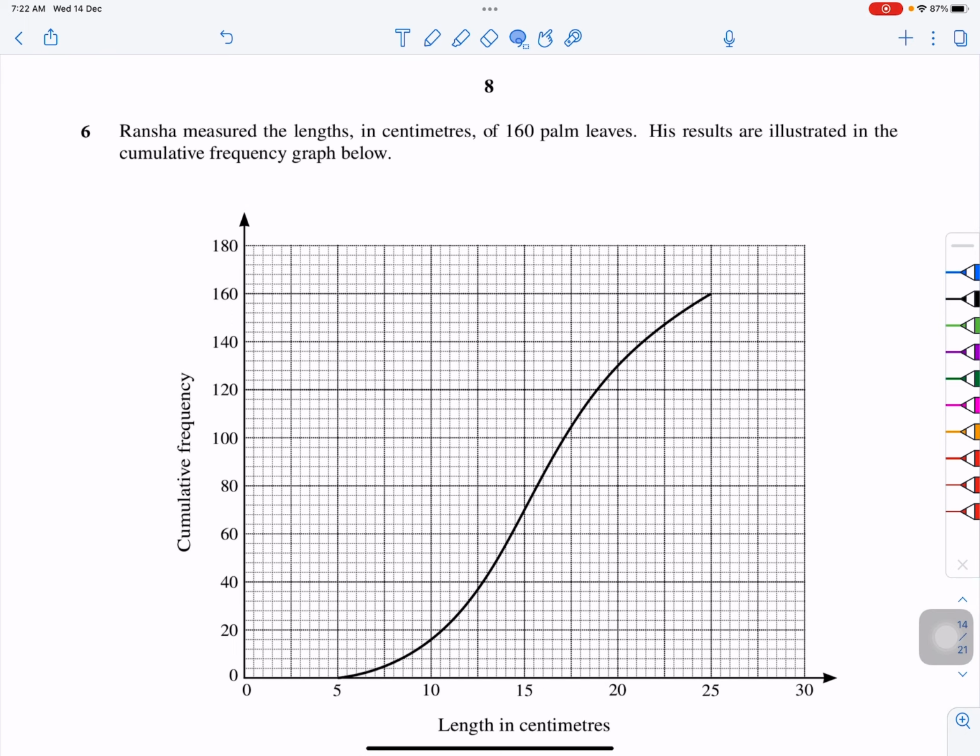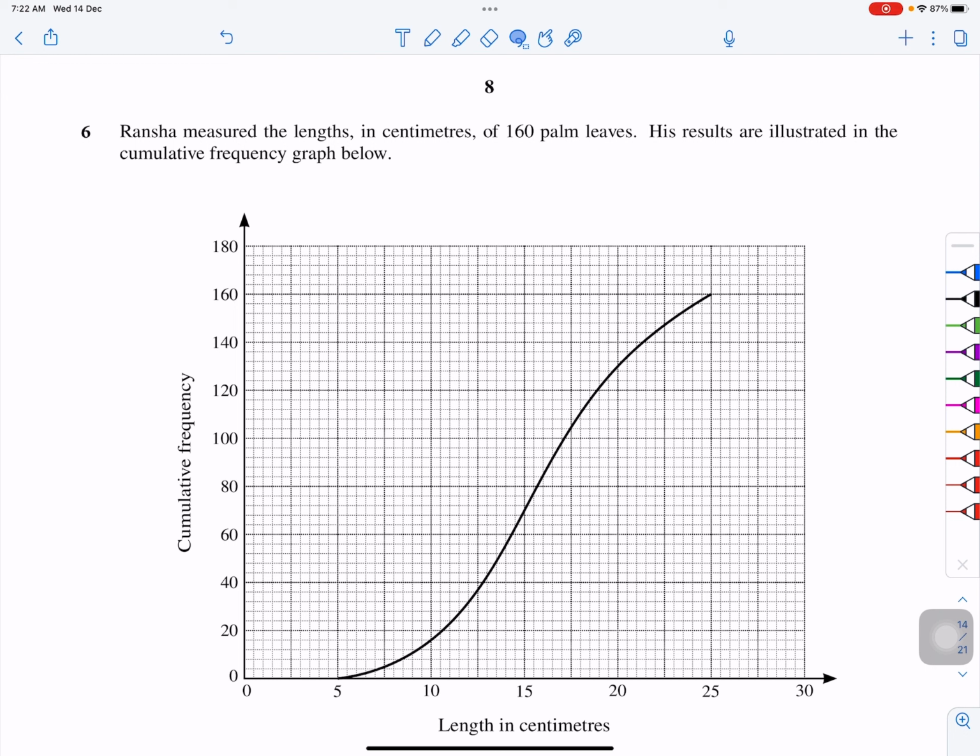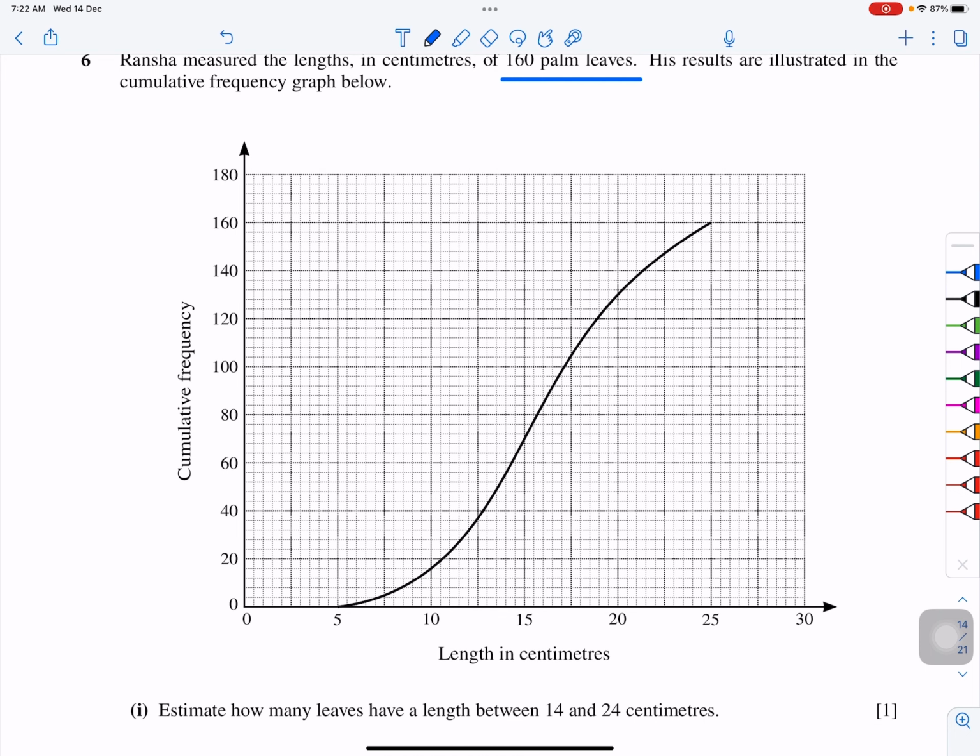Okay, so the question is about Ransham, who measured the length in centimeters of 160 palm leaves, right? So one piece of information is that the total number of leaves is 160. His results are illustrated in the cumulative frequency curve. Here is a cumulative frequency graph given to you. You can see on the x-axis, the length of the leaves is given. And on the y-axis, the cumulative frequency means how many leaves there are, summing it up.